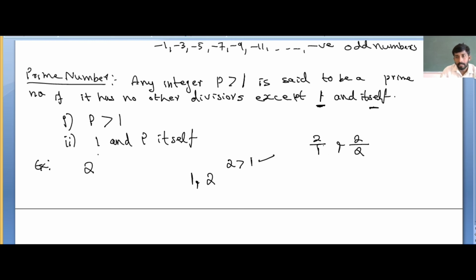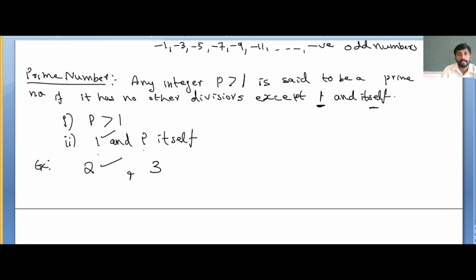What's the second condition? Divisors. That means only two divisors you can see, right? One is the number 1. Another one is, see, 2 only, right? Because your prime number is 2, right? See, only 1 and 2 divide that number. So 2 is a prime number.